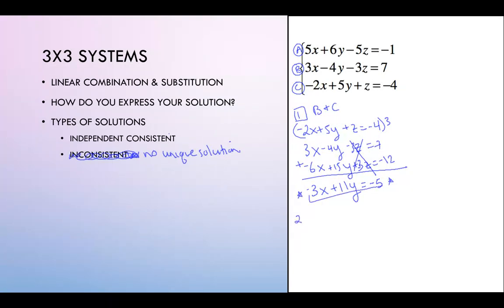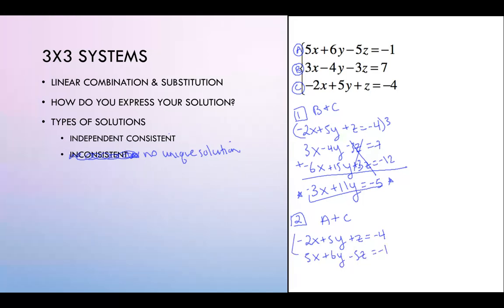Okay, so then in my second step, I know I need to use A. What else am I going to use? So I'm going to choose to use A and C, because I think that's going to be the nicest one down there to be able to get rid of z also. So negative 2x plus 5y plus z equals negative 4. And A was 5x plus 6y minus 5z equals negative 1.